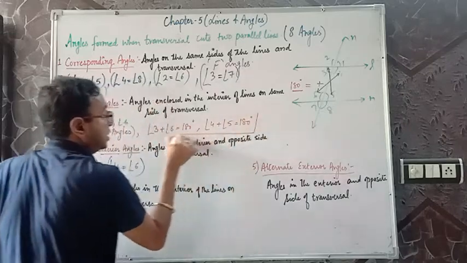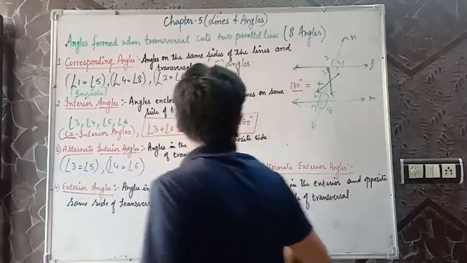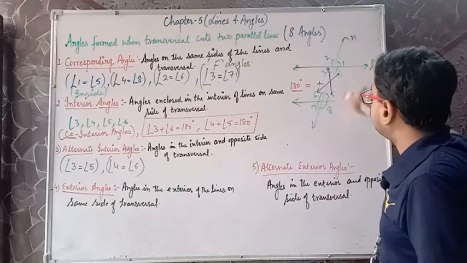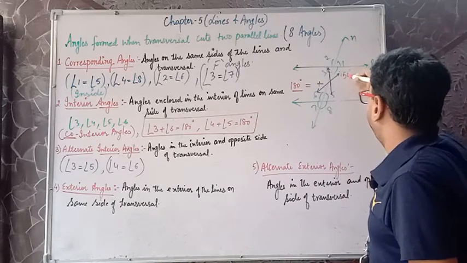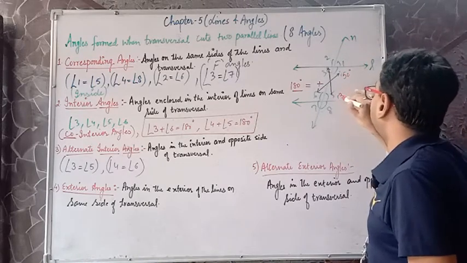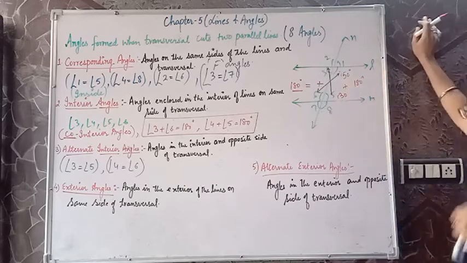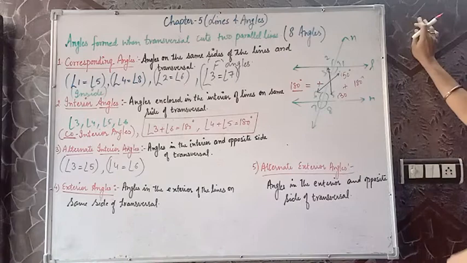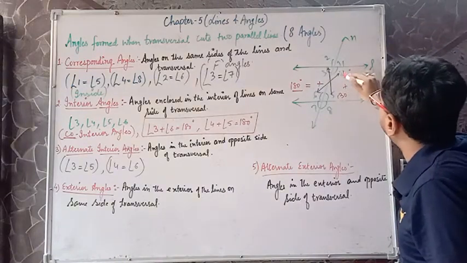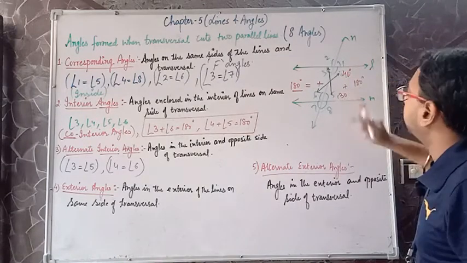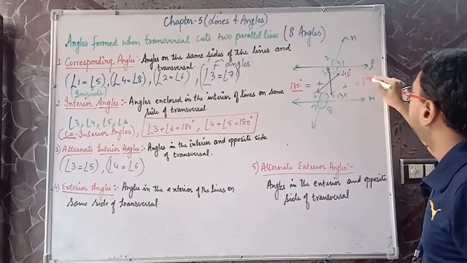This is an important condition. For example, I write here 50 degrees and 130 degrees. What is their sum? 180 degrees. Are they forming supplementary angles or not? Yes. Hence we can say the two lines are parallel. Now instead of 50, if I write 40 degrees and here 130 degrees, what is the sum? The sum is 170.